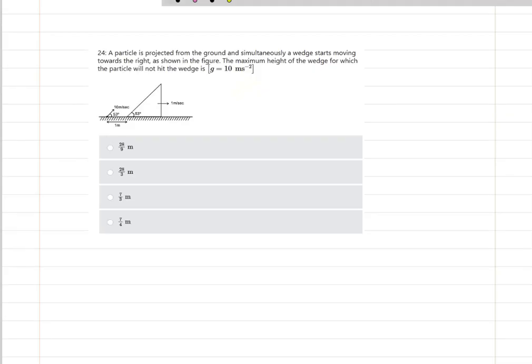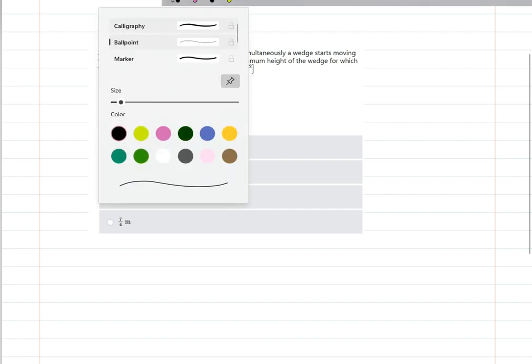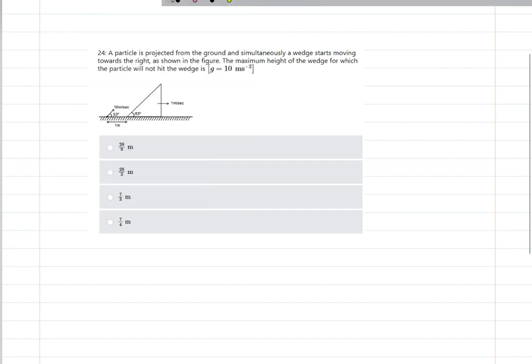An interesting question on the topic of projectile. So let's see and read the question first. The question says the particle is projected from the ground. So this is the particle.